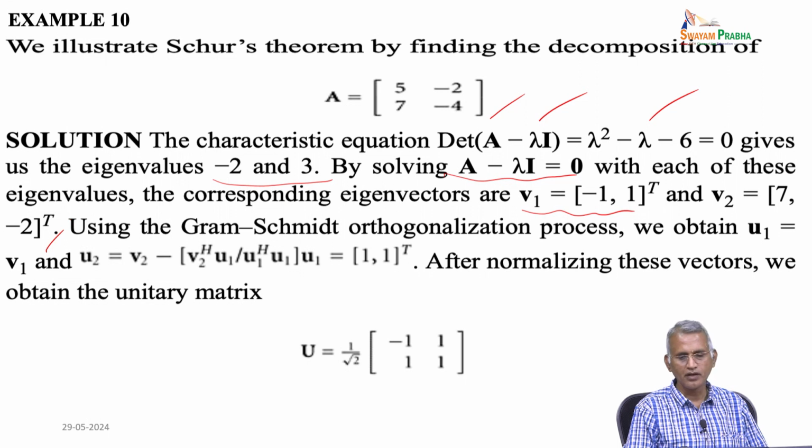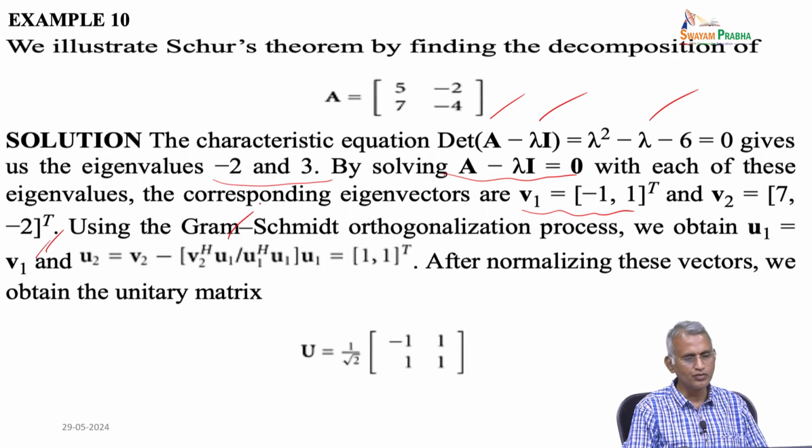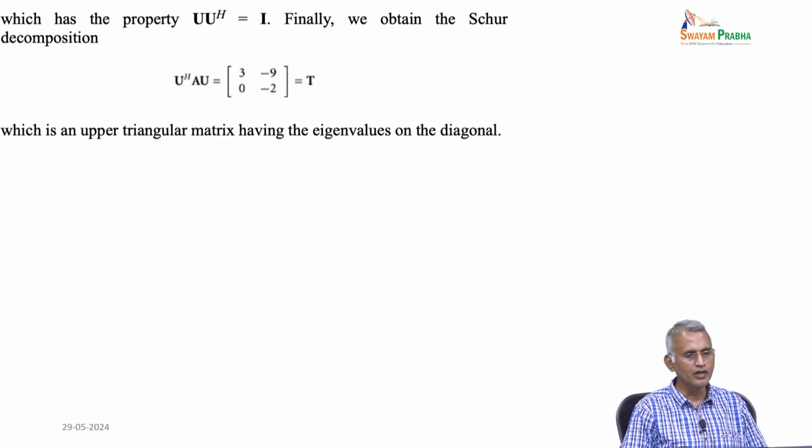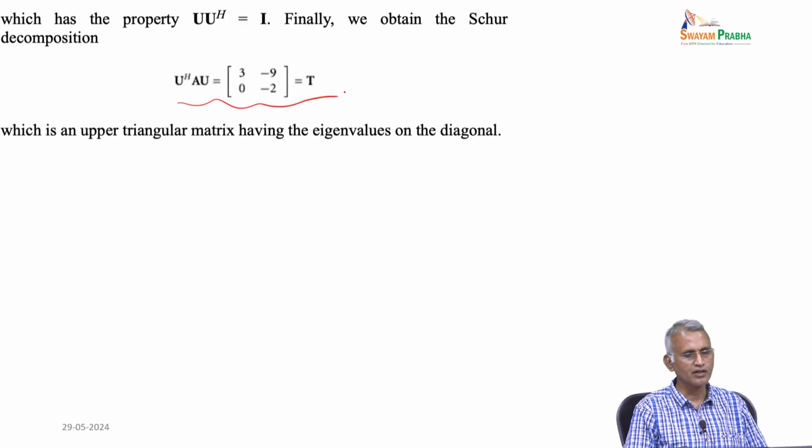Using the Gram-Schmidt orthogonalization process on the eigenvectors, we obtain U1 from V1 and we can easily calculate U2. After normalizing, the U vector will be 1 by root 2 times minus 1, 1, 1. So, after getting U and U H, you have to calculate. Finally, the Schur decomposition of the matrix is generated. This is the upper triangular matrix having eigenvalues on the diagonal. This is the verification we can do with the help of those steps.